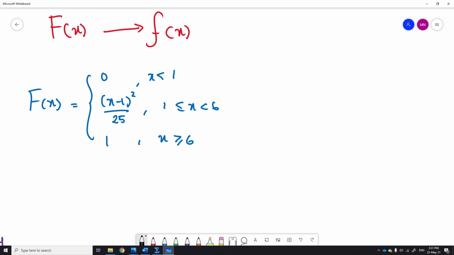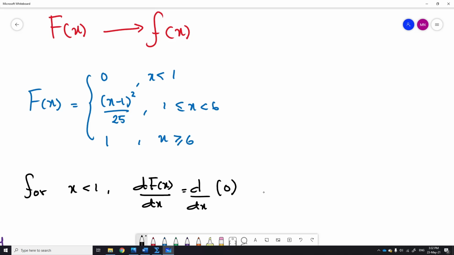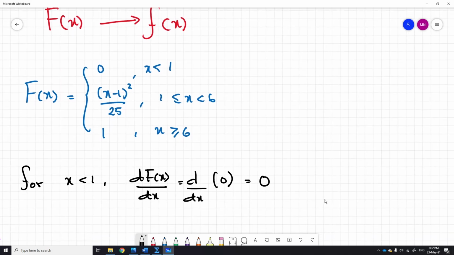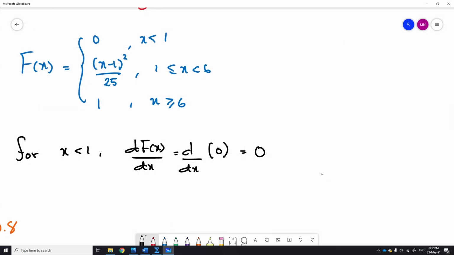Alright, so the method is to apply differentiation for each region. For the region x less than 1, we have to differentiate dF(x)/dx, so that means we differentiate d/dx of 0, so we get 0. Then we proceed to the other regions.